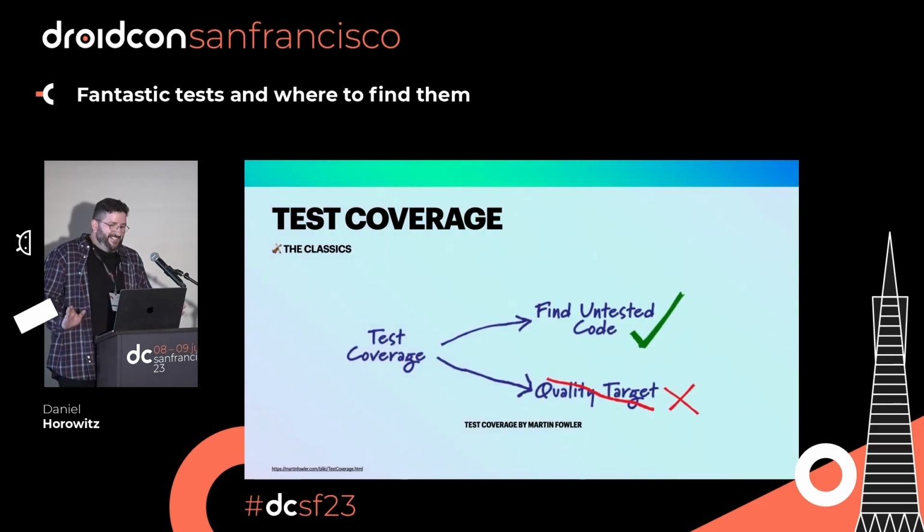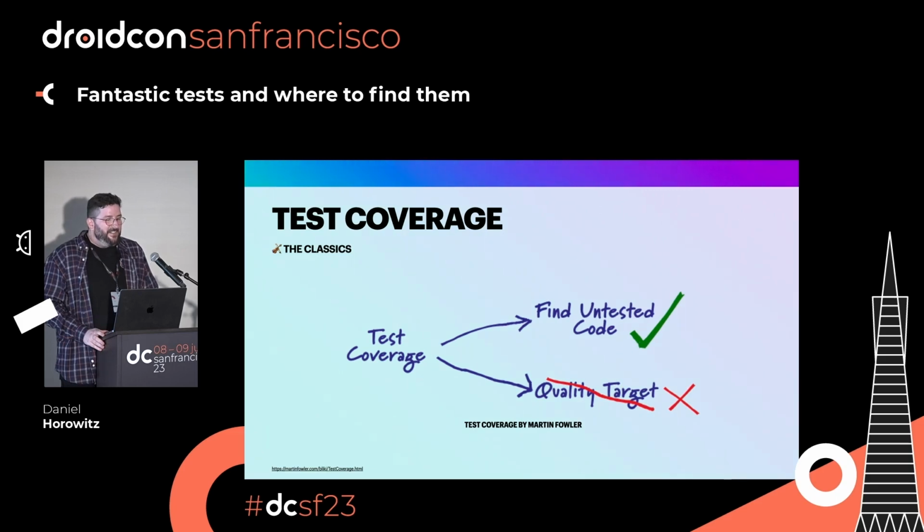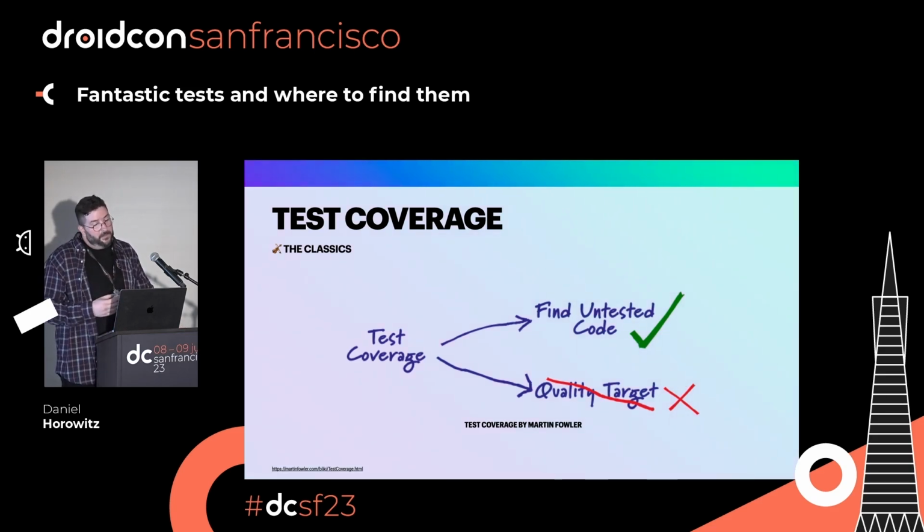And last but not least, the less classical thing, I guess the most controversial one, is test coverage. This one is actually from a Martin Fowler article, that you have the link there. And here, he's saying that you shouldn't use test coverage as a quality target. If you're doing it, you're doing it wrong. This is not what this metric is about. This metric is about finding untested code.